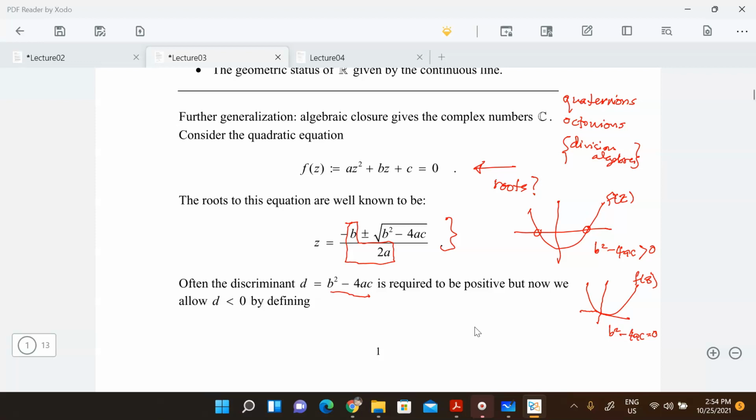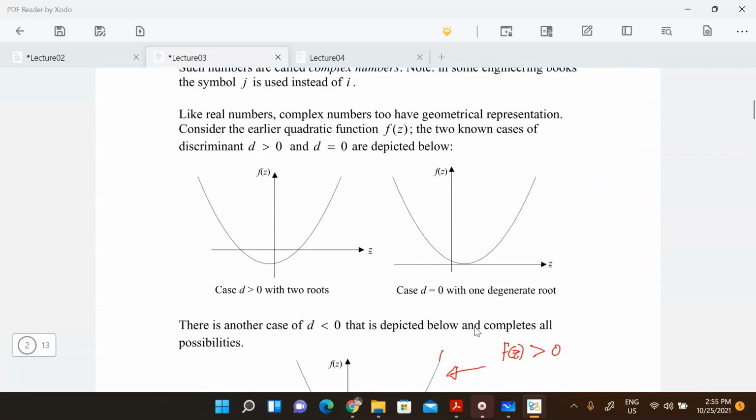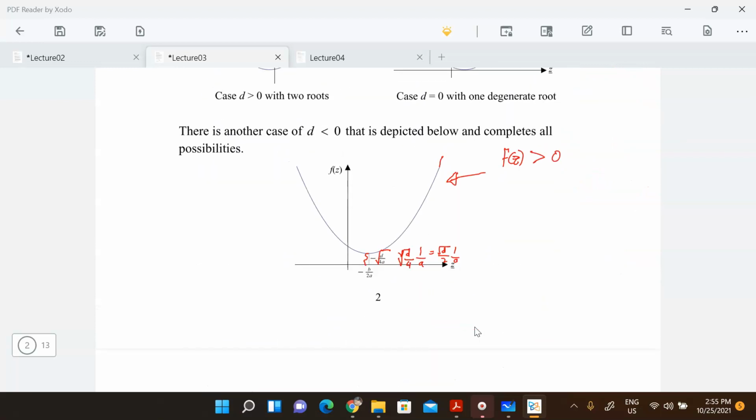Previously, we had the condition that the discriminant must always be positive. Now it doesn't matter. You can have your discriminant be negative and you still find solutions to this, and the solutions are described by this curve.